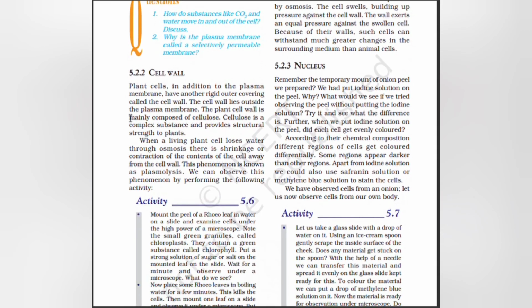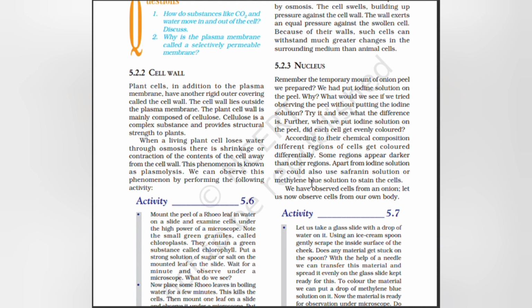Cell wall. Plant cells, in addition to the plasma membrane, have another rigid outer covering called the cell wall. The cell wall lies outside the plasma membrane. The plant cell wall is mainly composed of cellulose. Cellulose is a complex substance and provides structural strength to plants. When a living plant cell loses water through osmosis, there is shrinkage or contraction of the contents of the cell away from the cell wall. The phenomenon is known as plasmolysis.